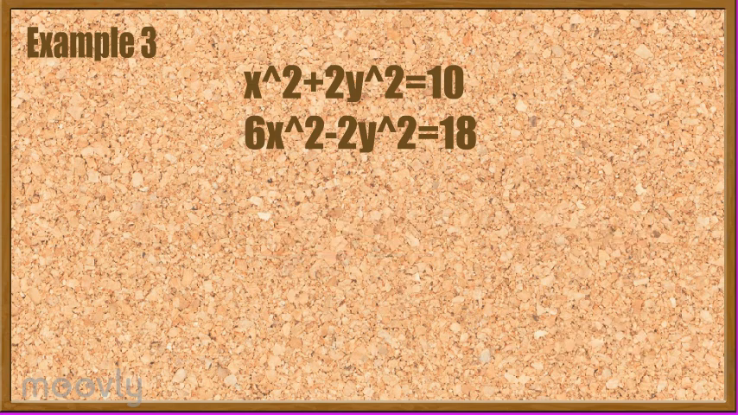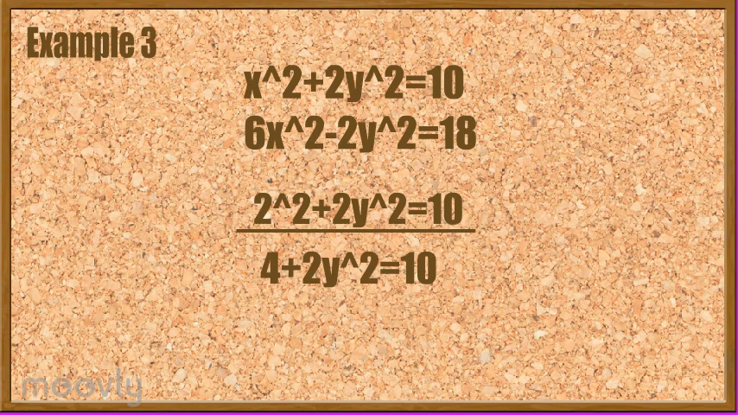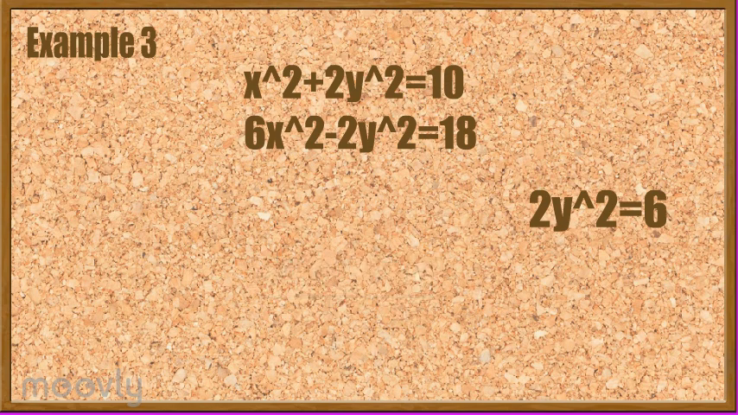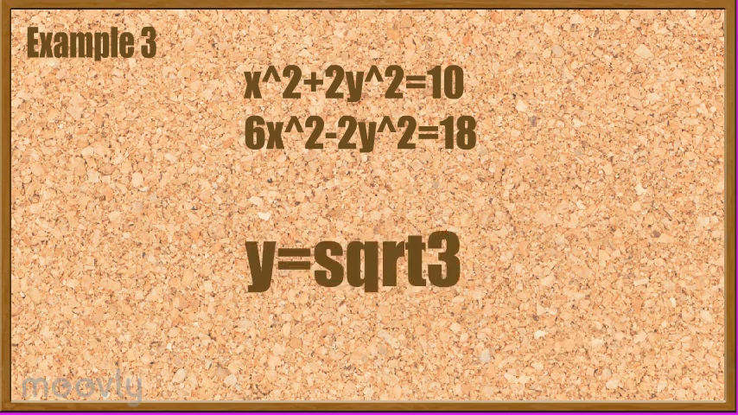Step 2 is to plug 2 in for x in either equation and continue to solve to get y alone. I chose to start with the first equation, so 2 squared plus 2y squared equals 10. Square 2 and you get 4 plus 2y squared equals 10. Then you subtract 4 from both sides, and you get 2y squared equals 6. Divide both sides by 2 to get y squared equals 3. Then square root both sides, and you should get the answer y equals square root of 3.